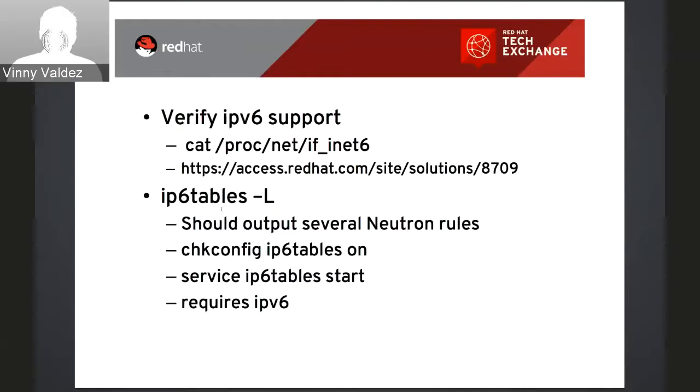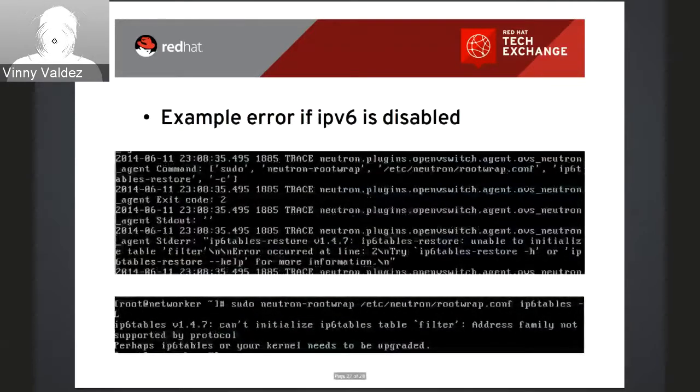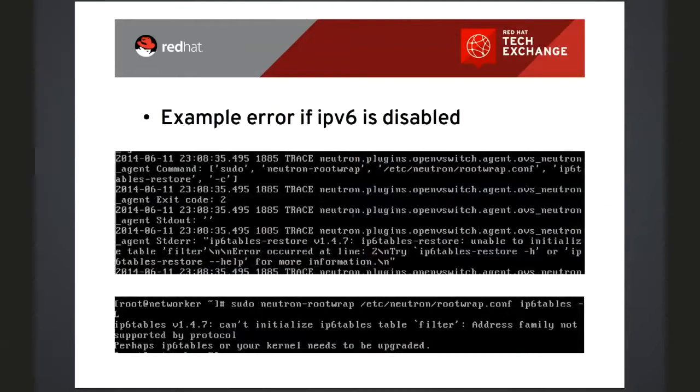But if you just run ip6tables -L, that should give you some output with the word neutron in it a lot. So you should see a bunch of neutron rules that were created. If you run that command and you get a failure, then the next slide shows an example of that. If I look in the logs, you'll see a similar sudo neutron-rootwrap command trying to get run. And a couple of lines later, you get an error that it was not able to.